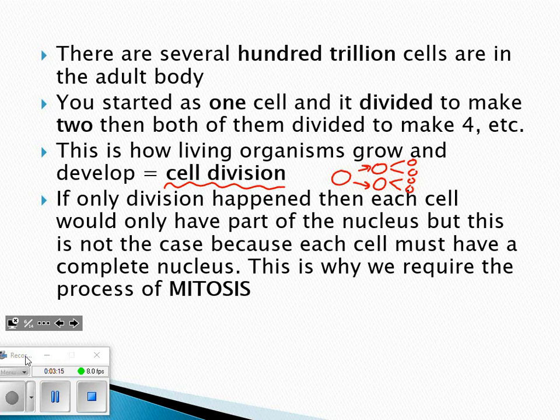If division only happened, then each cell would only have part of the nucleus. Every time you divided, you'd have half the information. So we have to make a photocopy, basically, of our genetic material, and then we have to split it equally into those 2 cells. That process is called mitosis.